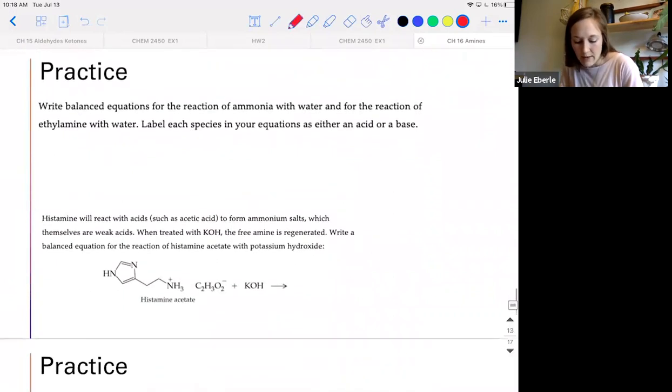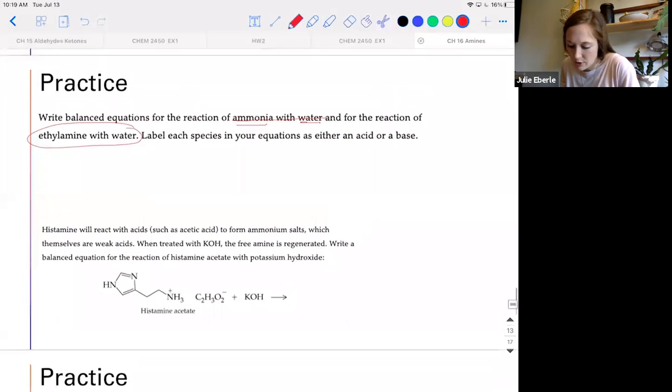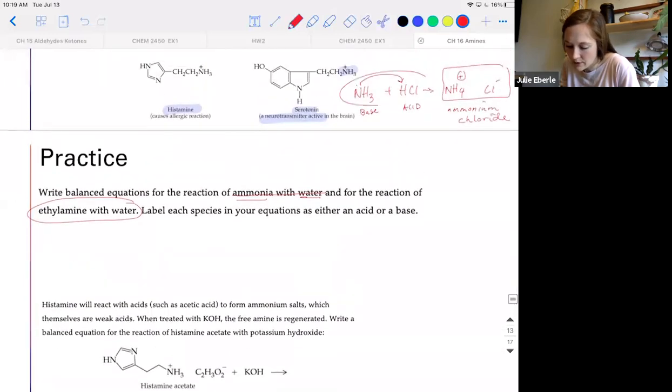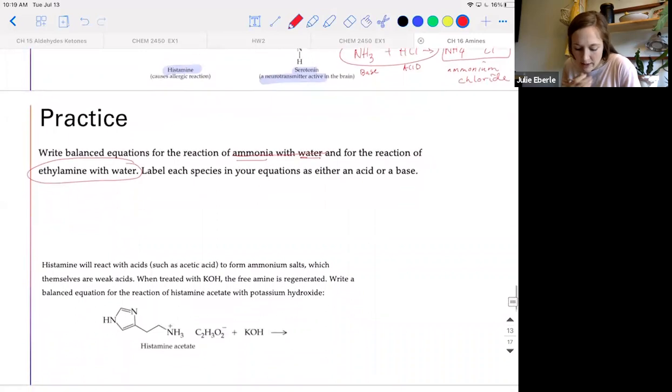Write the balanced equation for the reaction of ammonia with water and for the reaction of ethylamine with water. Let's not do ammonia with water; let's just do ethylamine with water. You could practice with ammonia and water on your own. It would look a whole lot like what we drew up here, except instead of HCl, it'd be H2O. So we're going to draw a reaction of ethylamine with water and label each species in your equation as either the acid or the base.